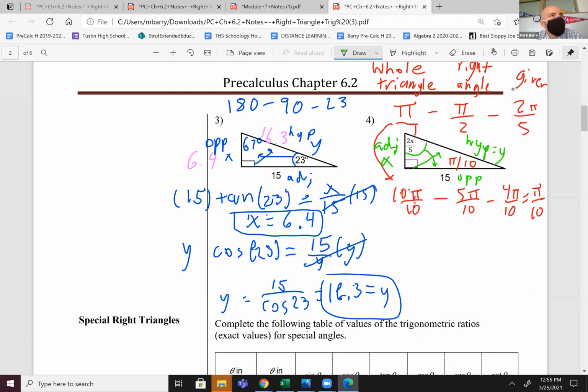All right, so I'm going to go ahead and find x first. If I'm going to find x, I know the opposite. I want to know the adjacent. So I'm thinking about O and A, so I'm going to do another tangent. So I got tangent of 2 pi over 5 equals, that would be opposite is 15 over x.